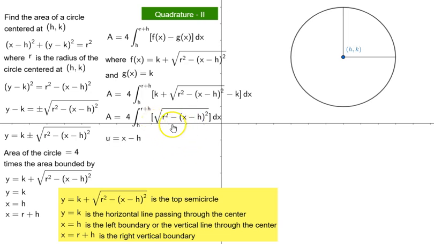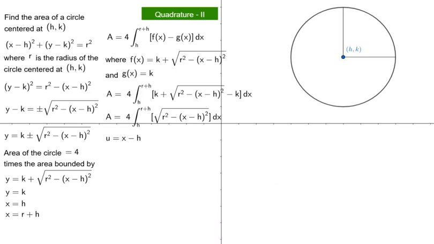Okay, now let's integrate using substitution. So I say u is equal to x minus h. Then du is equal to dx. Now we have to change the limits. So if x is equal to h, then u is equal to 0. If x is equal to r plus h, we get u is equal to r.